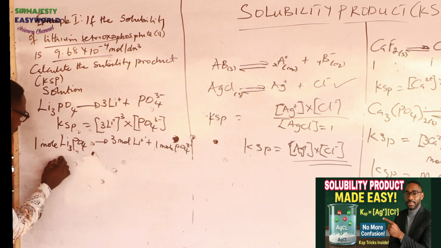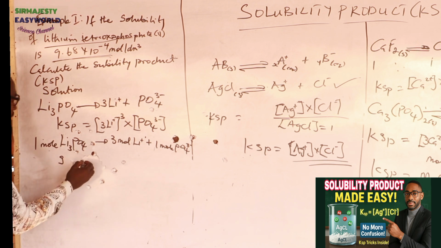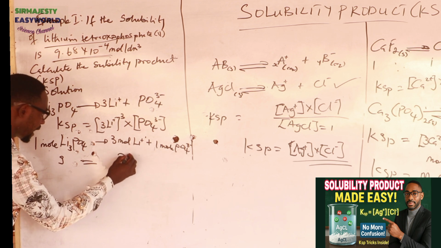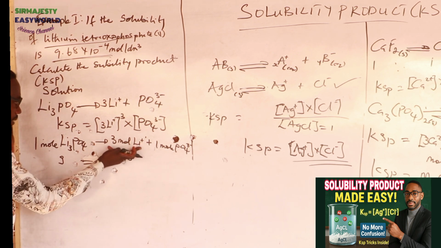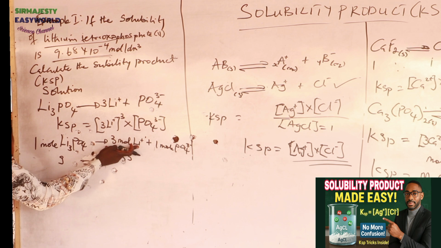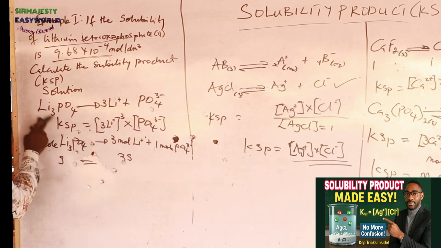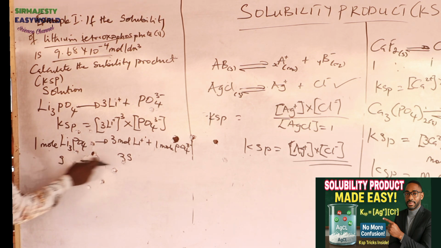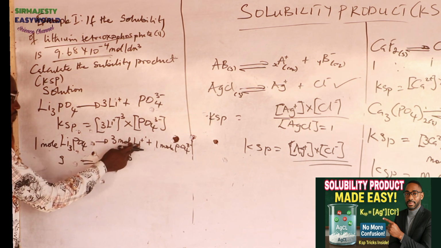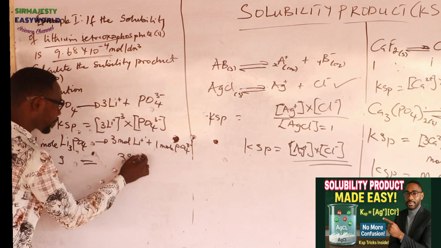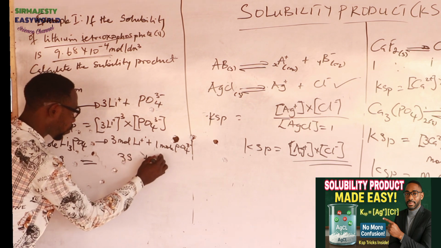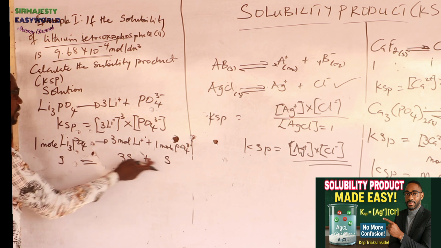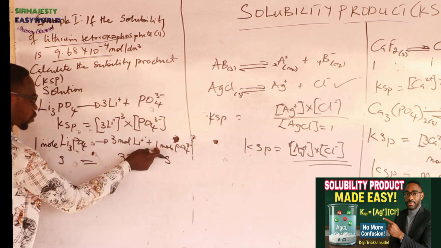So that means this S, which stands for solubility, will give us 3S. Of course, I'm now replacing every ion here with S because it implies that 1 mole of this will give you 3 moles of this. So 1 S will give us 3S of lithium, and also 1 mole of what? S. So the total is 3S for lithium and 1S for phosphate ion, because 1 is here.